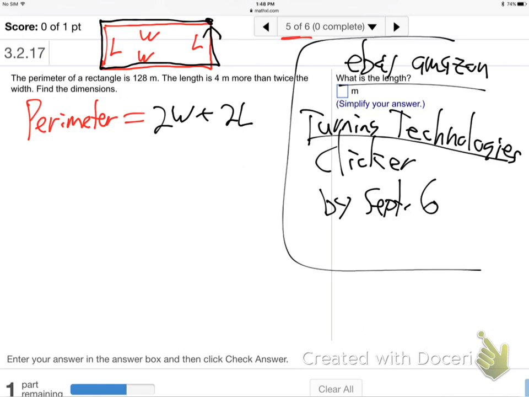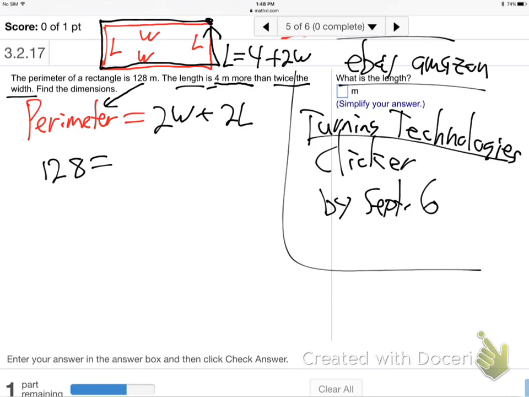Okay. Anyway, back to perimeter. So perimeter is 2 widths plus 2 lengths. So let's plug in. It says the perimeter is 128, so just put in the 128 right there. And the length, what does it say? Length equals 4 added to twice width, 2W.